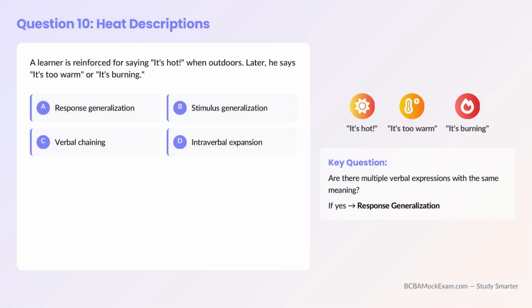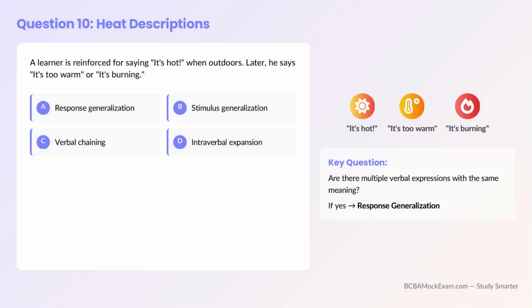A learner is reinforced for saying, "It's hot," when outdoors. Later, he says "it's too warm" or "it's burning." What's happening here? A. Response generalization. B. Stimulus generalization. C. Verbal chaining. D. Intraverbal expansion. Different phrases, same meaning.